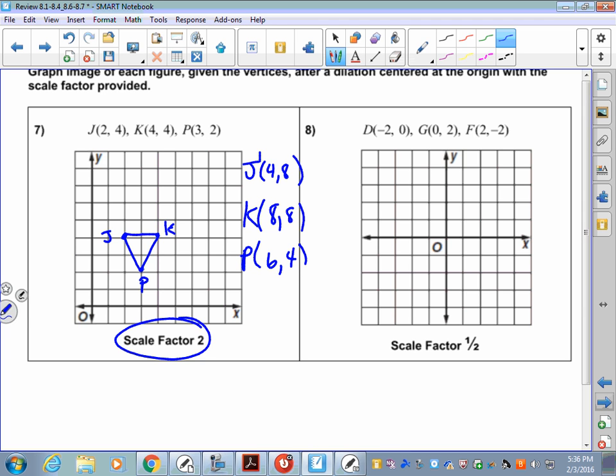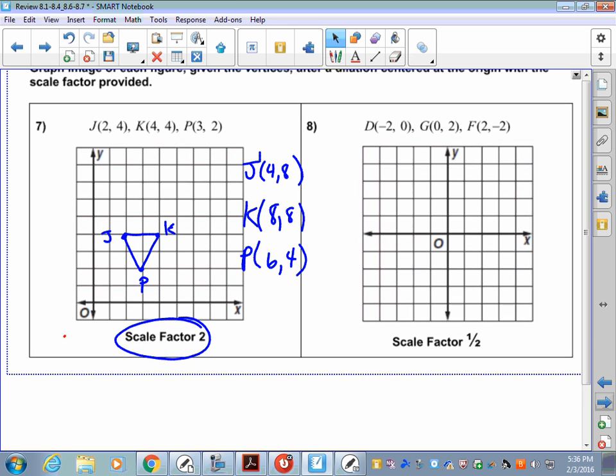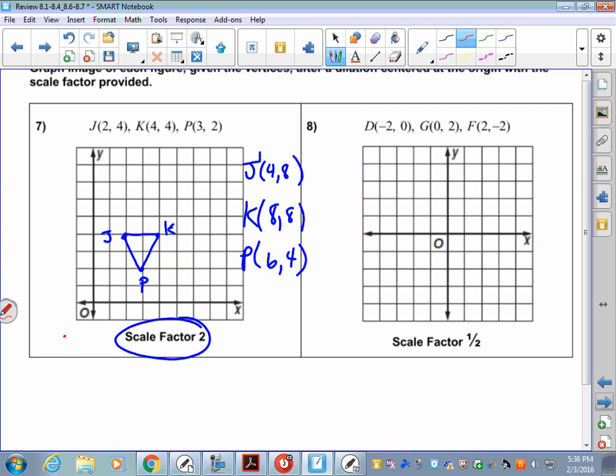Basically, we say justify your answer with work or show your work. The way we check for that is that your graph matches your points and matches what's supposed to happen in the problem. Since scale factor 2 is greater than 1 and it's an enlargement, then we should physically see an enlargement.